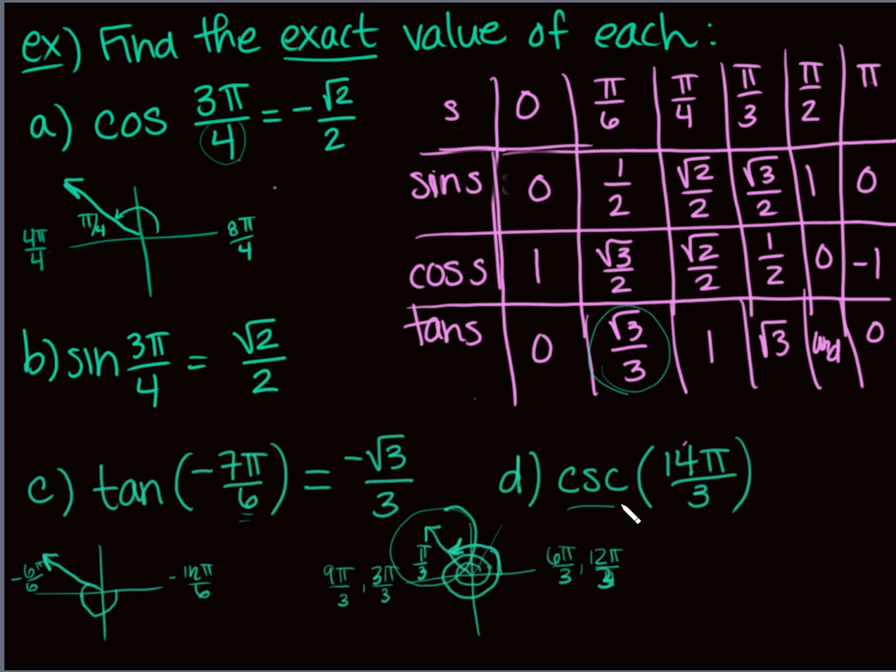Cosecant is 1 over sine. So I know that it's going to be root 3 over 2 flipped. And it's going to be positive because I'm in the second quadrant and sine is positive in the second quadrant. So that's 2 root 3 over 3.